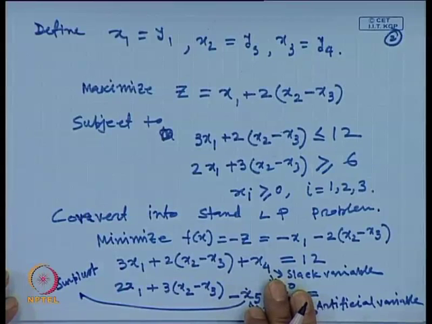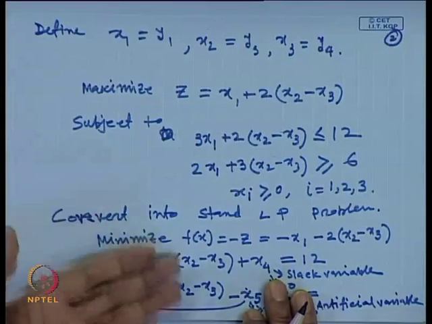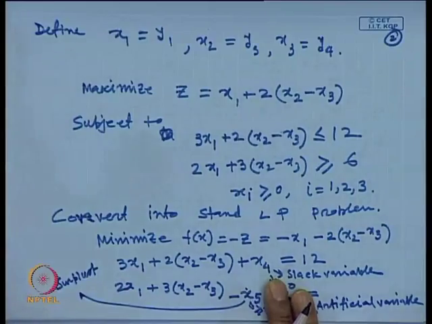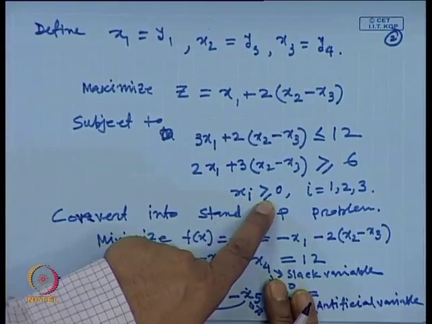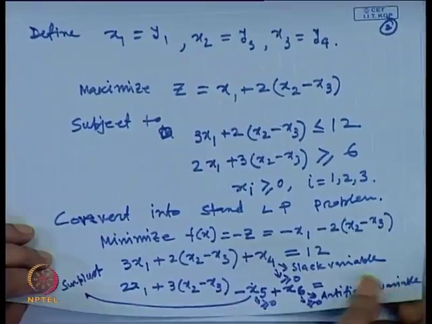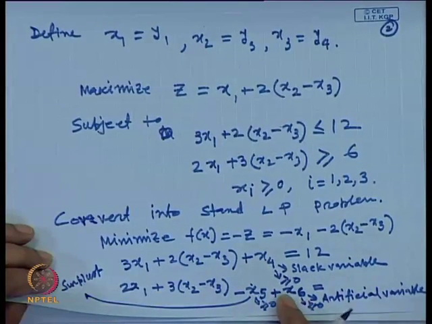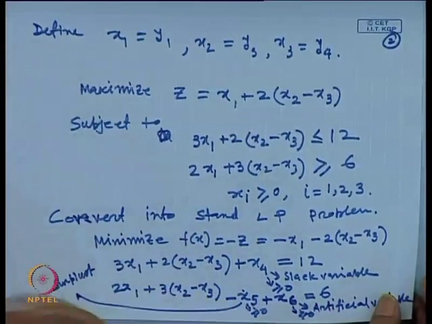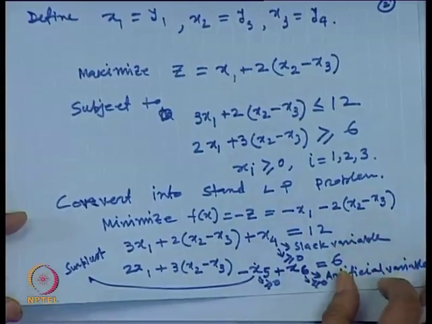If you just introduce a surplus variable, this x5 value, after solving, you may get as a negative quantity, and this is not allowed. Our constraint is that all are greater than or equal to 0. So this will violate our solution. In order to avoid that, we use another artificial variable, x6. So now it is converted into our standard LP problem. Once it is converted into a standard LP problem, we can solve it either in matrix form or by using tabular form. Let us see how it is solved using the tabular form.